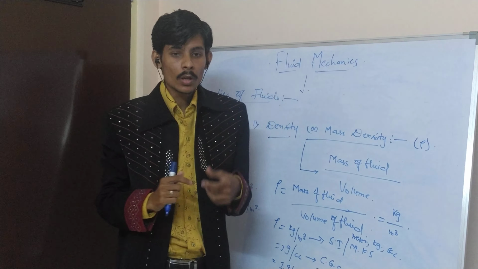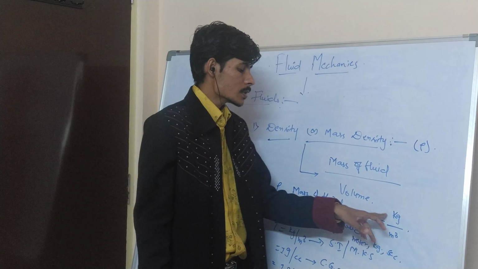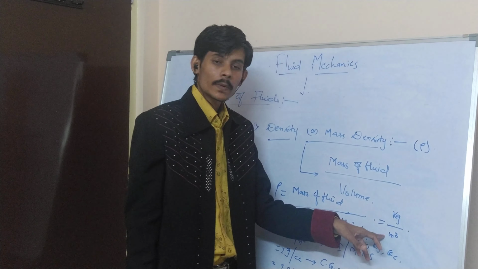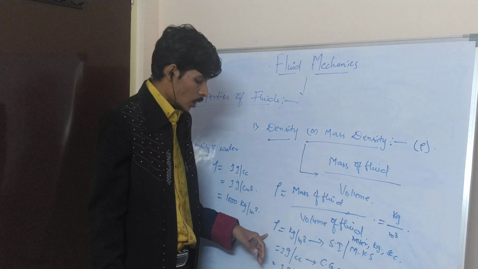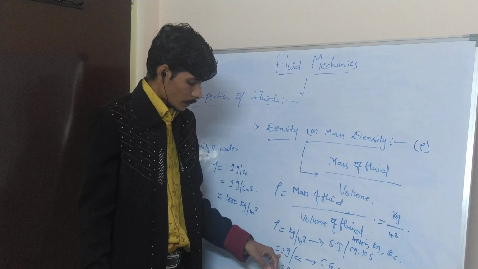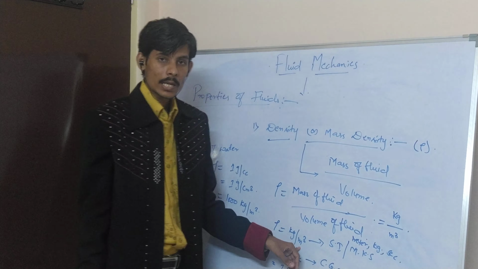Coming to units in terms of the SI or MKS system, MKS is nothing but meter, kilogram, second. CGS is nothing but centimeter, gram, second. If you look at the density units in SI units, the mass unit will be kg and the volume unit will be meter cube. So generally the density units will be kg per meter cube.